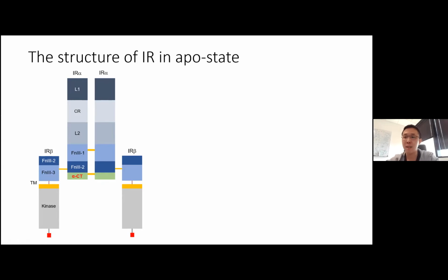Another important feature is that the two alpha-CT motifs are also linked by three pairs of disulfide bonds, and I will show you more later in my talk. The disulfide-linked alpha-CT motifs are very important for the regulation of the insulin receptor.